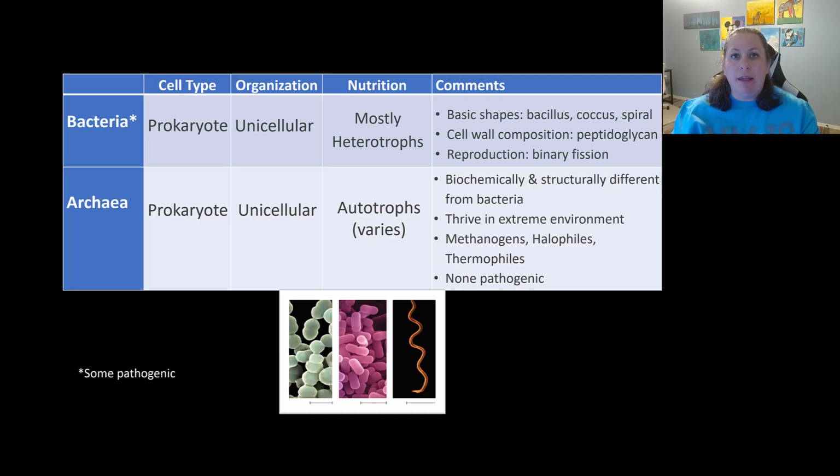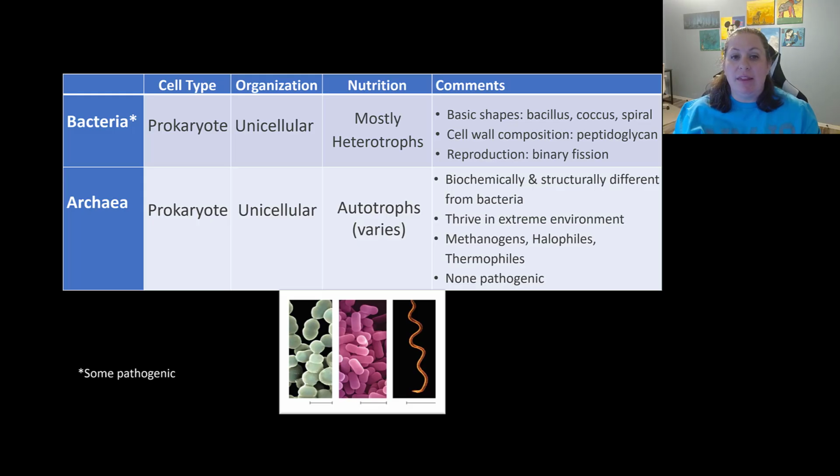A lot of these archaea bacteria thrive in extreme environments that you wouldn't normally find any other living thing, like the bottom of volcanoes, the bottom of the ocean, in Antarctica where it's super cold and there doesn't seem to be any food sources. These guys can live in those extreme environments.